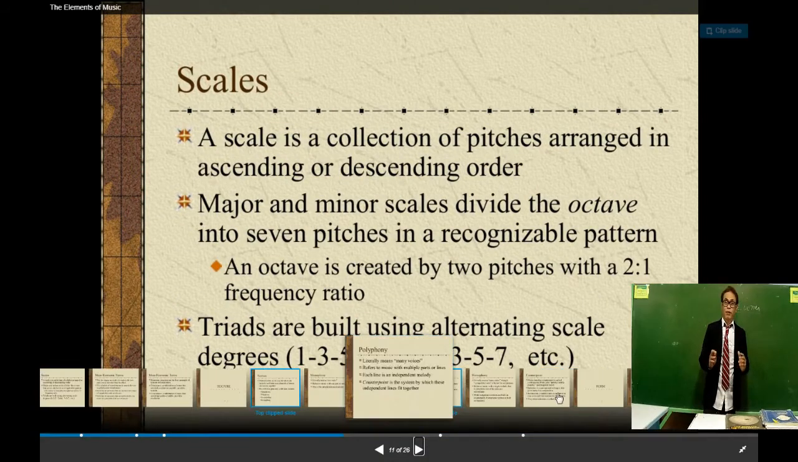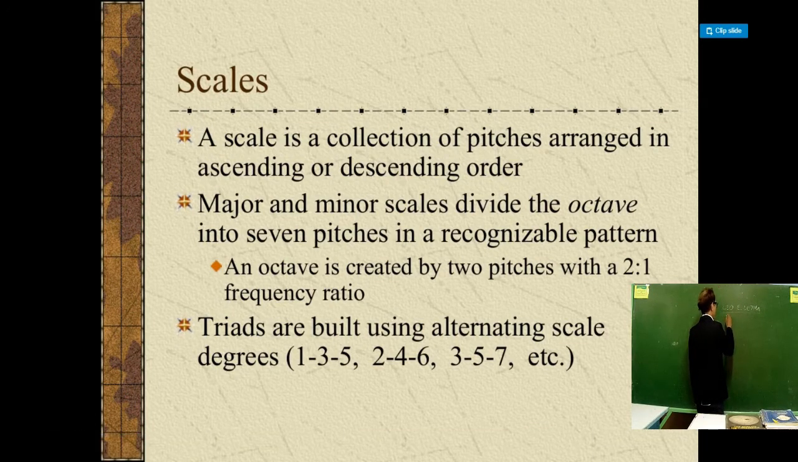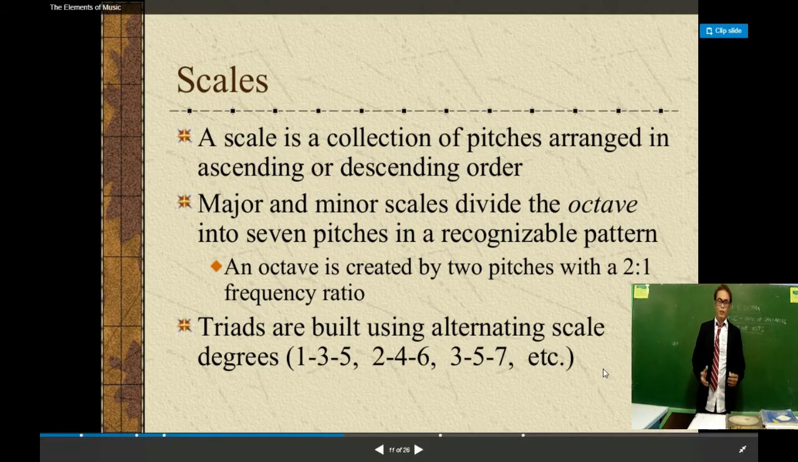What is a scale, by the way? It's a collection of pitches arranged in ascending or descending order. Major and minor scales divide the octave into 7 pitches in a recognizable pattern. An octave is created by 2 pitches with a 2:1 frequency ratio. Triads are built using alternating scale degrees: 1, 3, 5; 2, 4, 6; 3, 5, 7; etc.